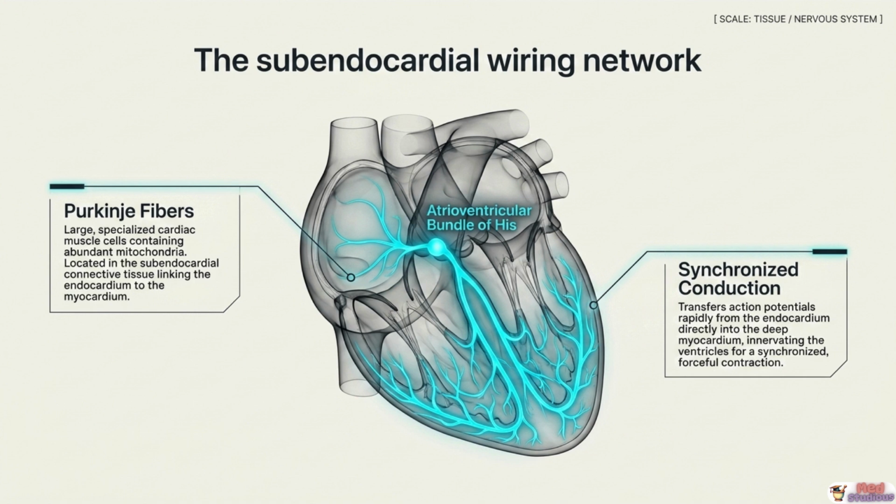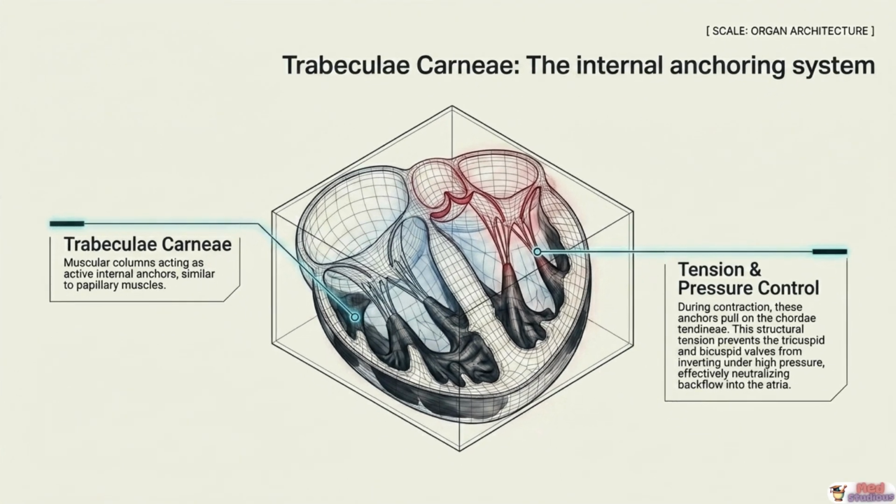This fast electrical spread triggers a unified, highly coordinated, and powerful contraction of the ventricles, squeezing blood from the apex of the heart upward into the great exit arteries. If we step inside the hollow chambers of the ventricles, the walls are not smooth. They are lined with an intricate web of muscular ridges and columns known as the trabeculae carneae.